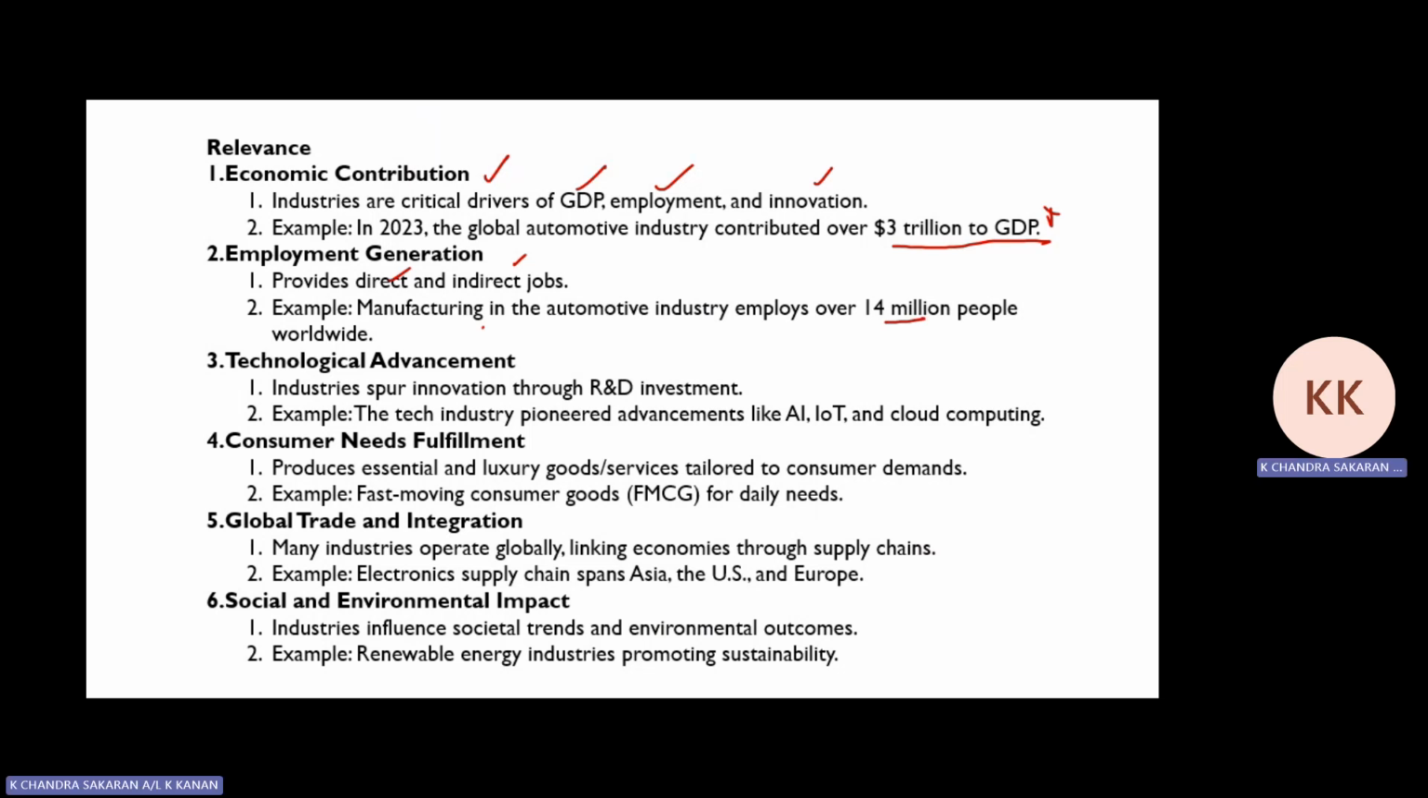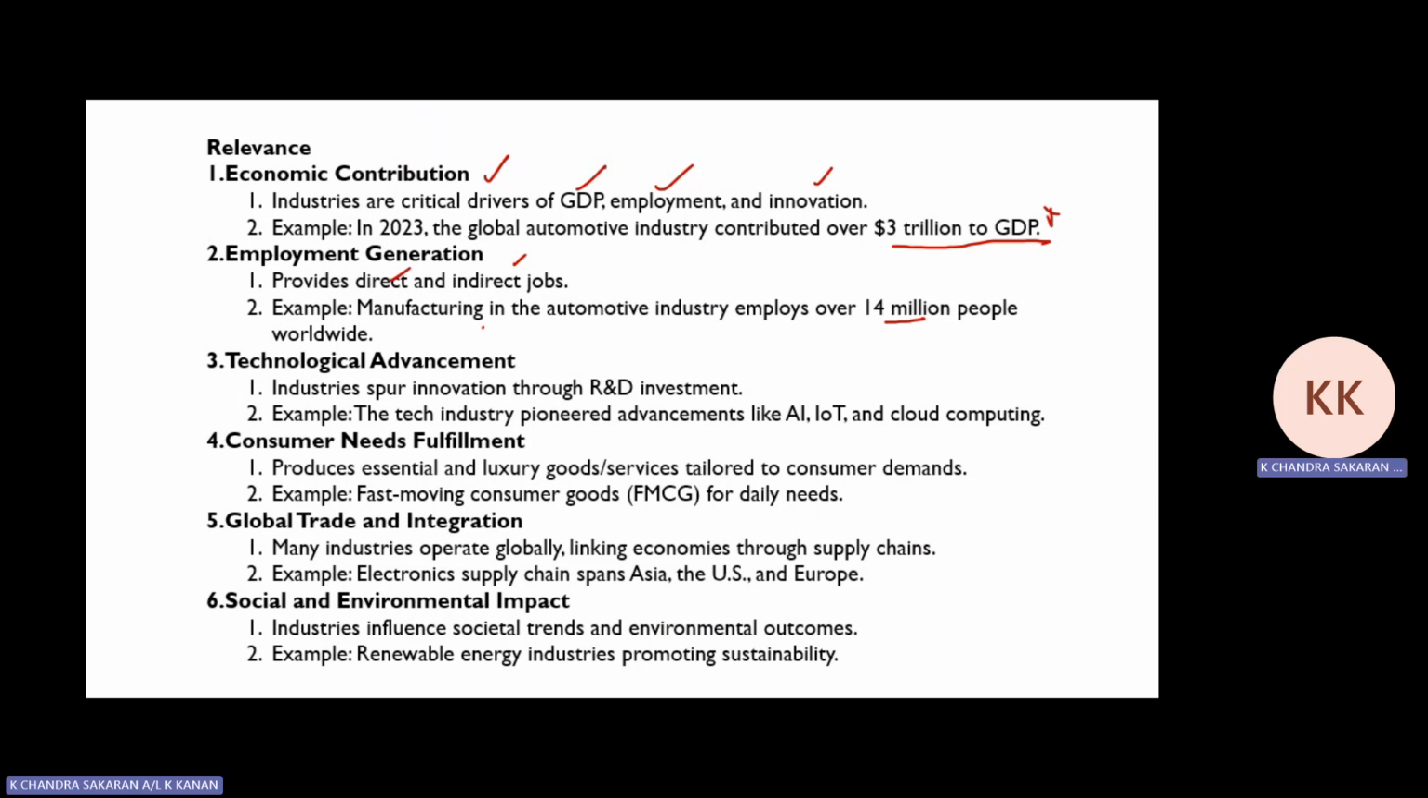Technological advancement: how much money they spend on technology. For example, the tech industry spends a lot of money on AI, IoT, and cloud computing. If you take the IT industry, you will know how much money they spend on research and development to develop their technology.